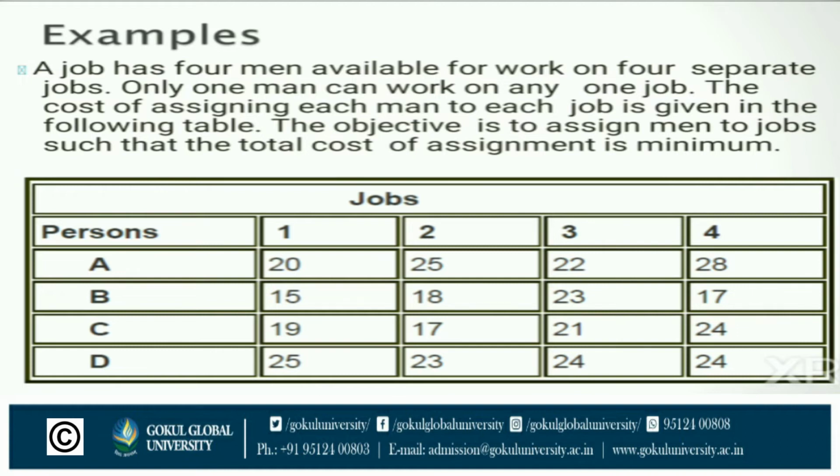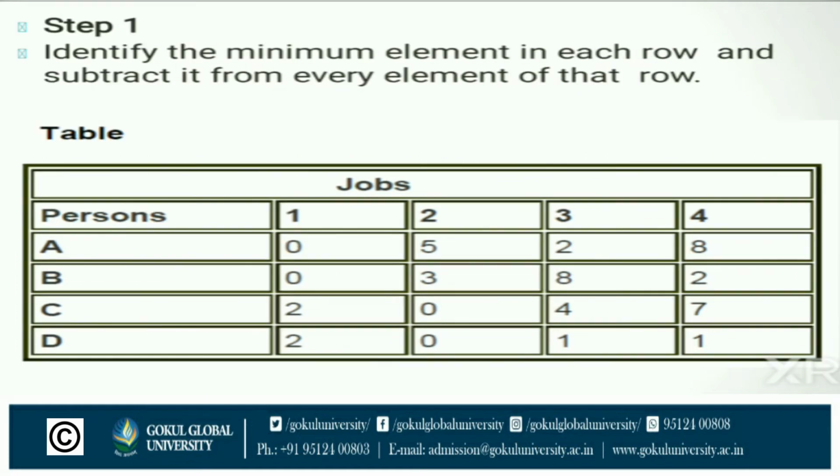Now the procedure of this, we can give this table. Step number 1: identify the minimum element in each row and subtract it from every element. Then we get the following table, where persons and jobs are equal. The first row has a zero after subtracting, and the remaining row is 0, 5, 2, 8. Second row has 0, 3, 8, 2. Third row has 0, 1, 0, and the fourth row has only a single 1, 0.